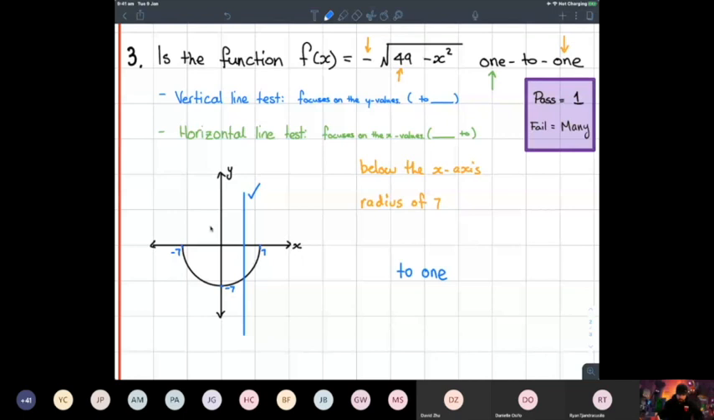When I draw my horizontal line through, it's horizontal-ish, and I pass up and down. You can see it crosses more than once, so it fails the horizontal line test. So that fails. So that makes it a many-to-one function. Was that okay?